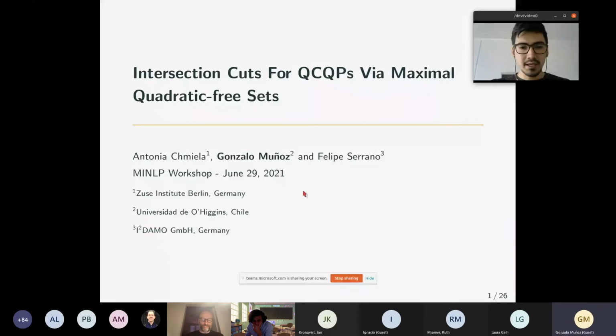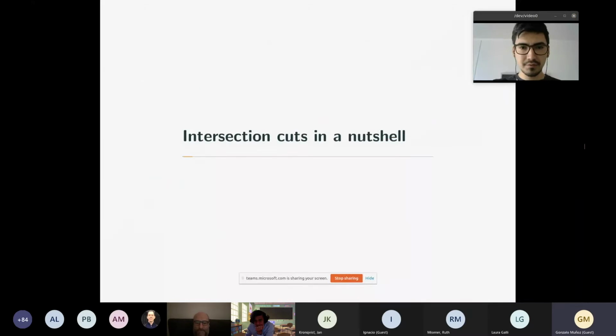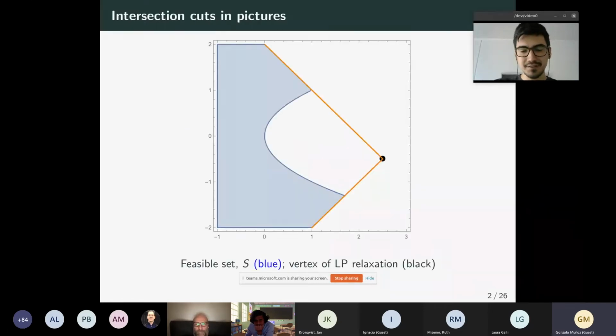And this work has been more or less, as the title suggests, using intersection cuts, well, not really introducing them for the first time, but using intersection cuts for QCQPs with something that we call the maximal quadratic-free sets, which I'll let you know in a minute what it is. So first things first, let me start with the mandatory intersection cut slides, which explain intersection cuts in a few pictures. That's the nice thing about intersection cuts, that you can really explain things with pictures.